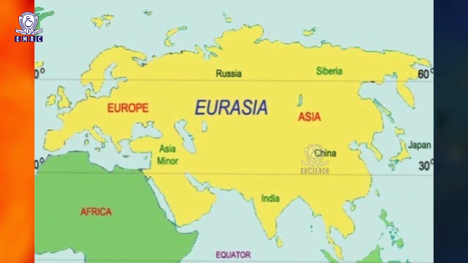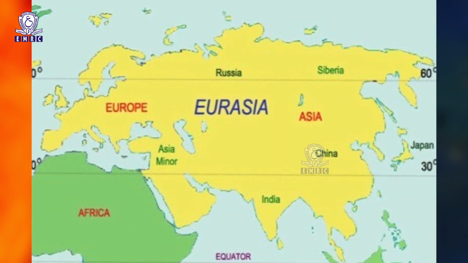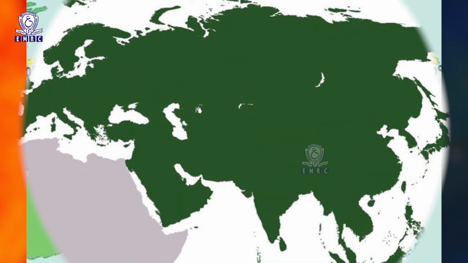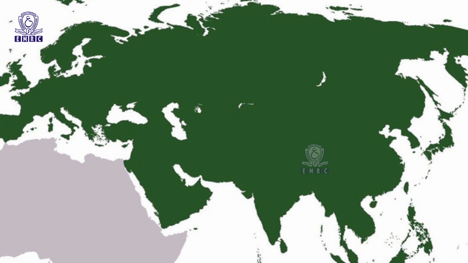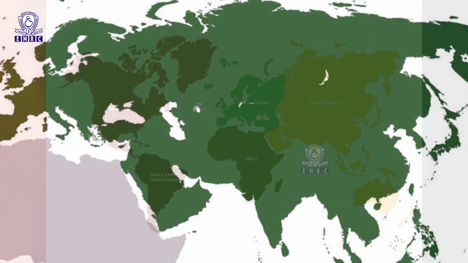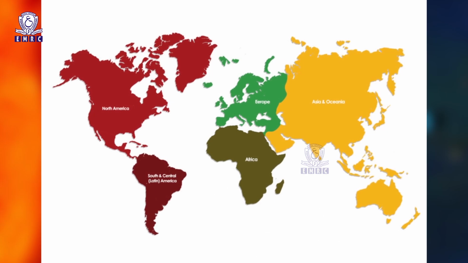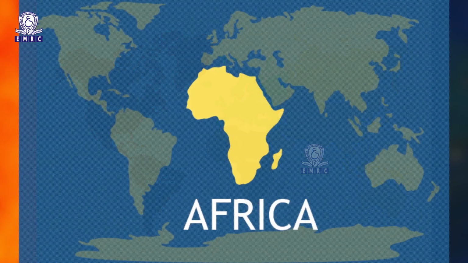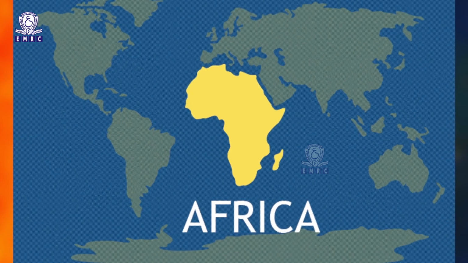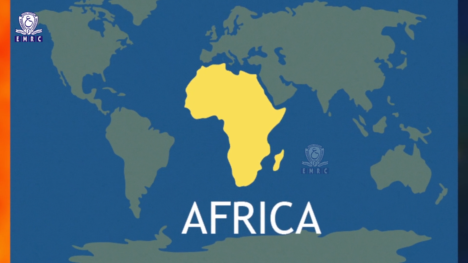Many geographers and earth scientists are of the view that there are 6 continents only. Europe and Asia, being a continuous landmass, are termed as Eurasia. Africa is next to Asia in terms of area. That is, Africa is the second largest continent after Asia.